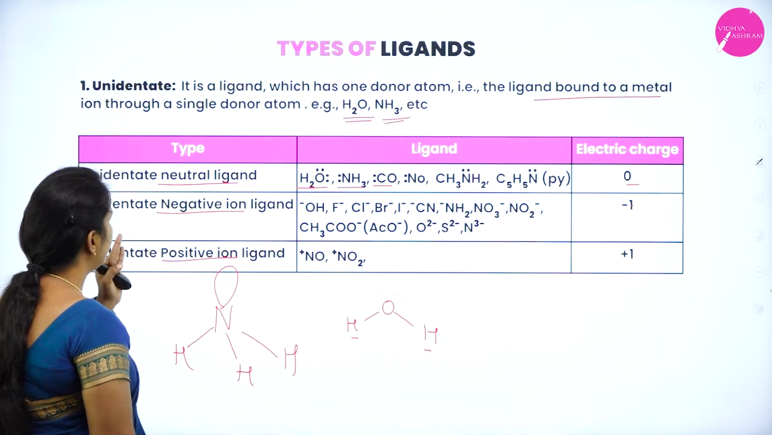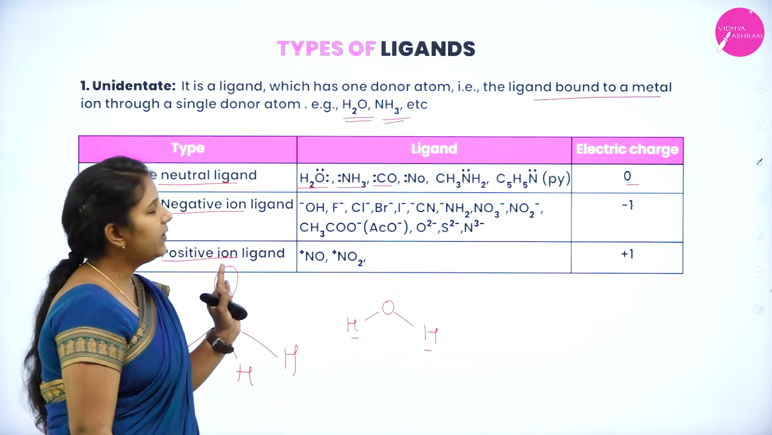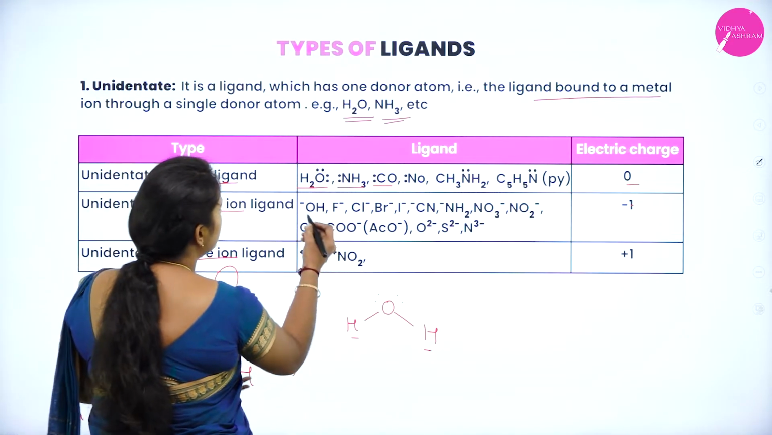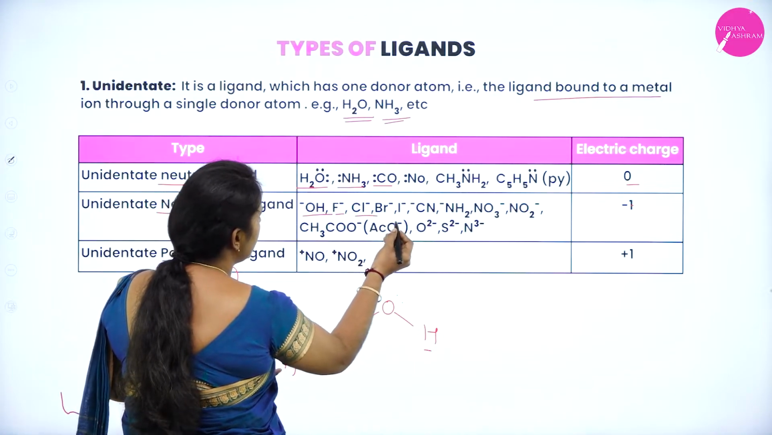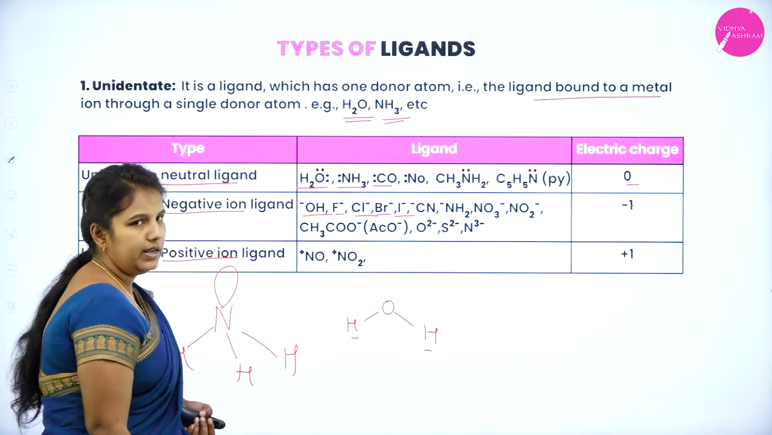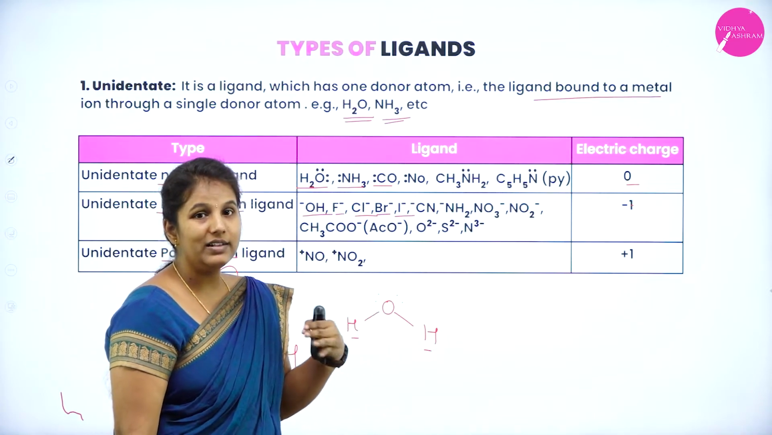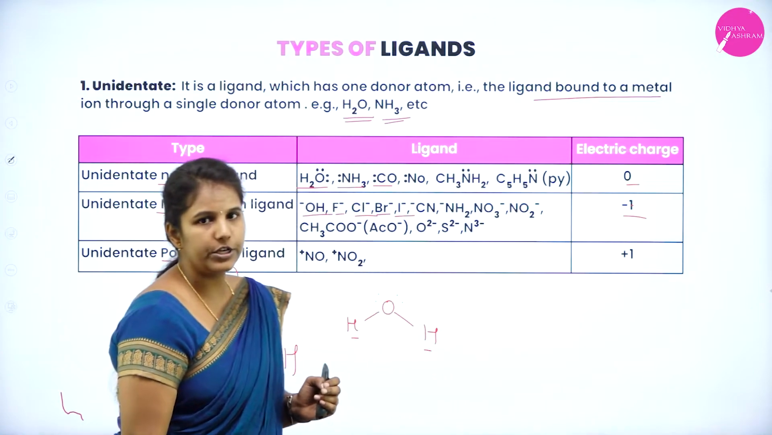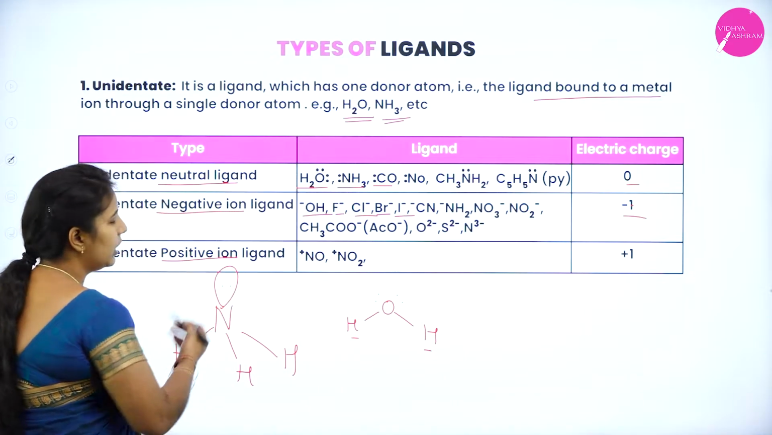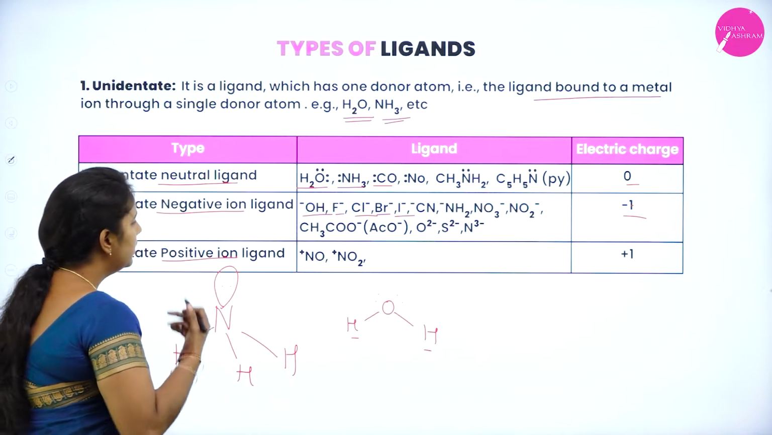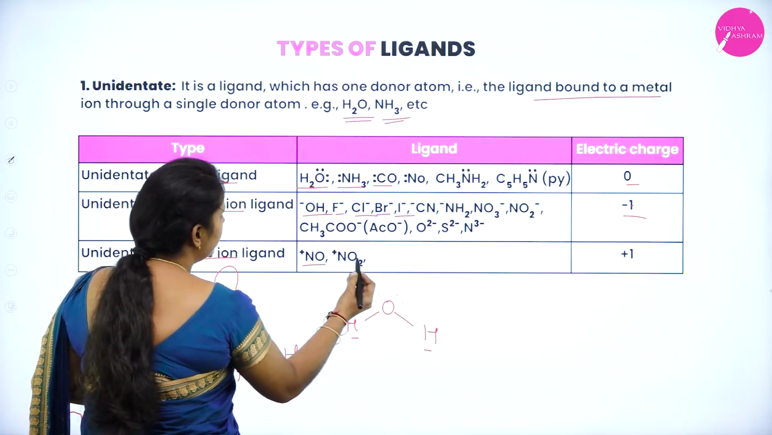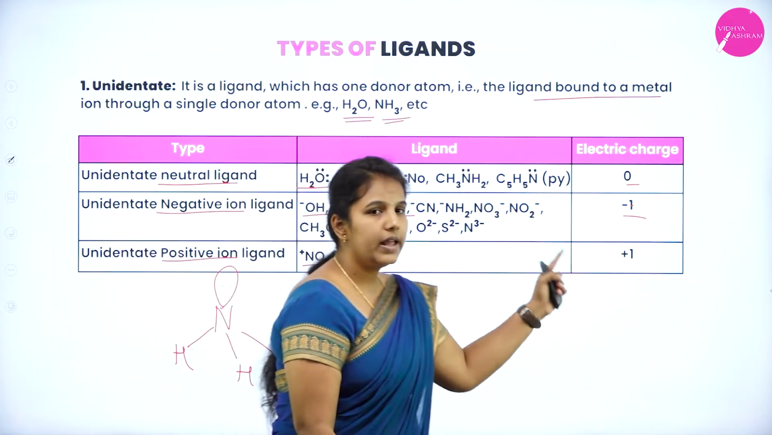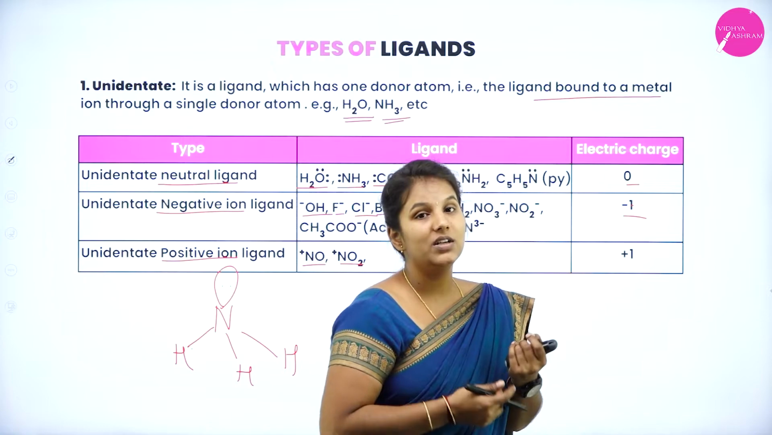Similarly, you can take the unidentate negative ligand. We know that all these ligands are negatively charged. Examples are OH minus, F minus, Cl minus, Br minus, iodide and cyanide. All these ions are negatively charged, hence they carry what? Usually a -1 charge. Similarly, I can write the unidentate positive ion ligand. Here you can see nitrosyl and nitronium, which carry a plus charge. Hence, it carries a +1 charge.